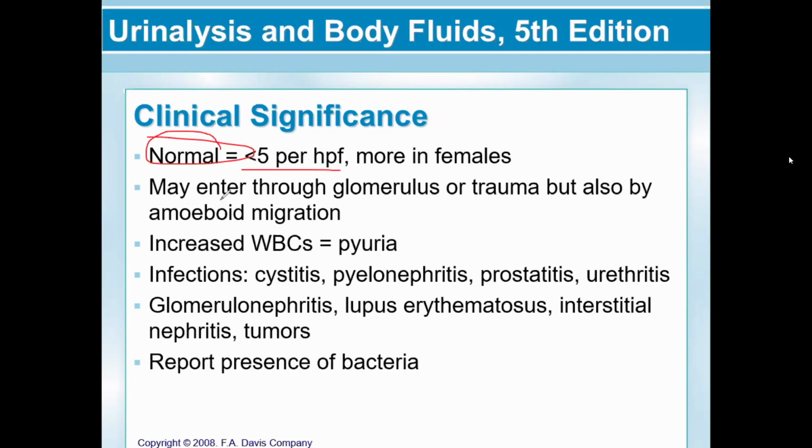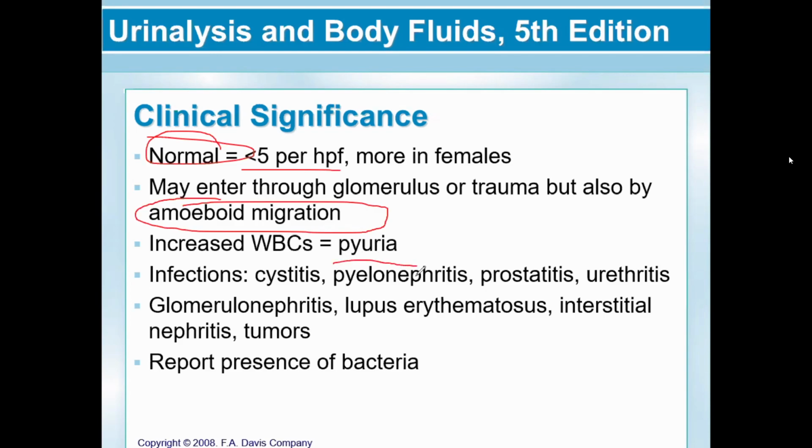Especially our mononuclear cells, the phagocytic cells, our macrophages. Why amoeboid? Because during infection they migrate from the circulation to our tissue. Sometimes they get detached from the tissue and are washed out into the urine, so they look amoeboid. When WBCs are increased in the urine, we term that pyuria.